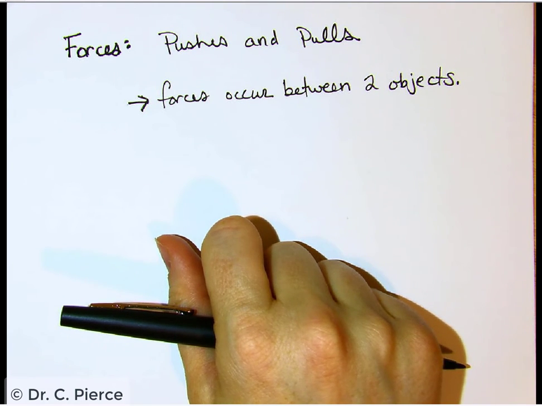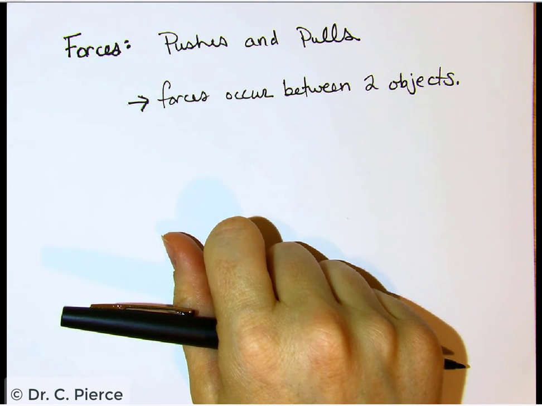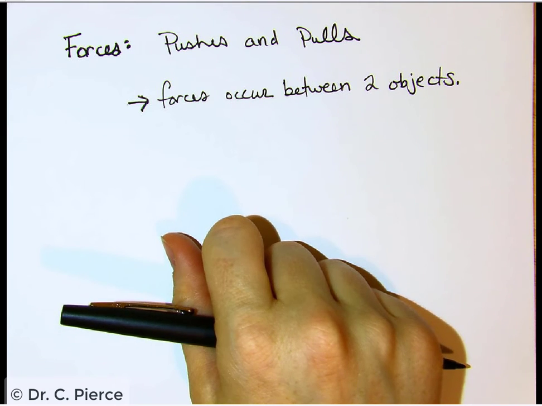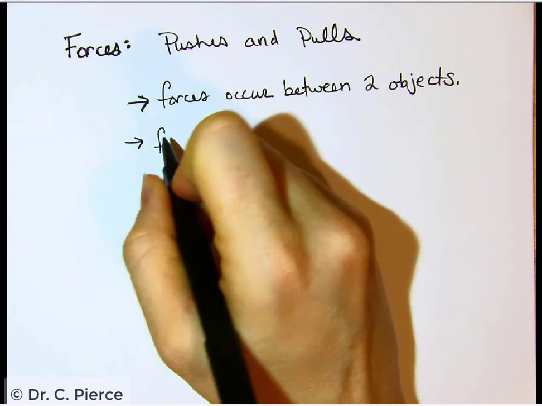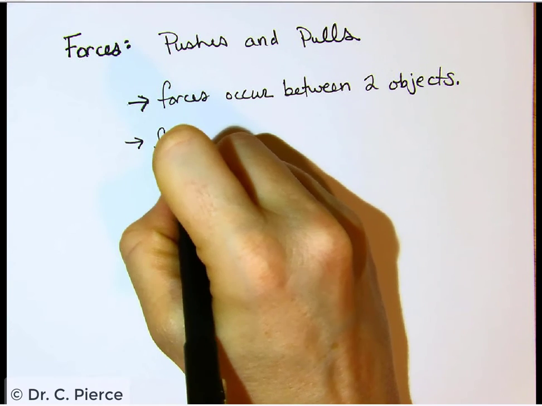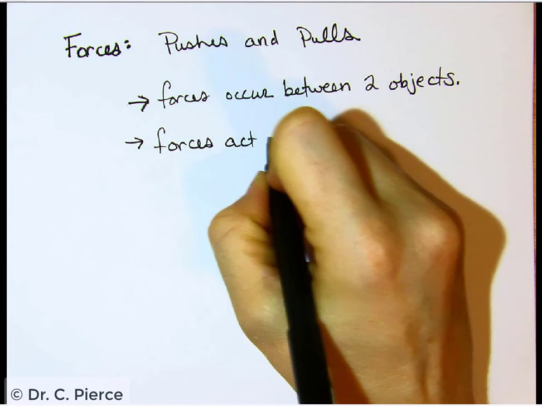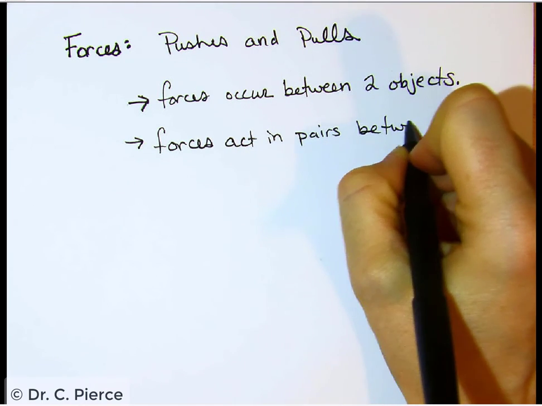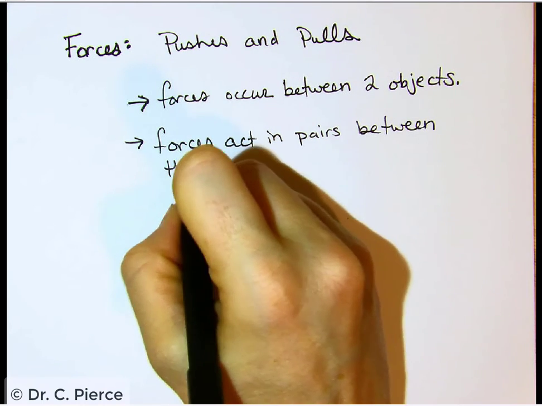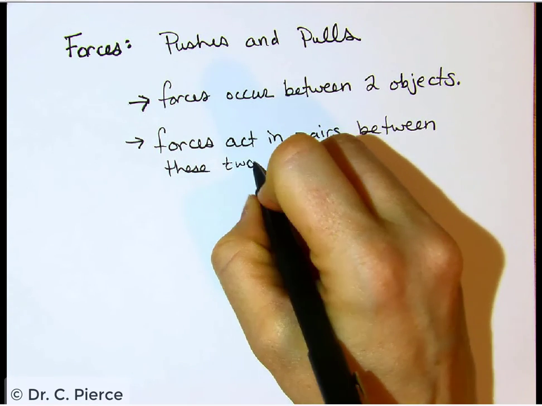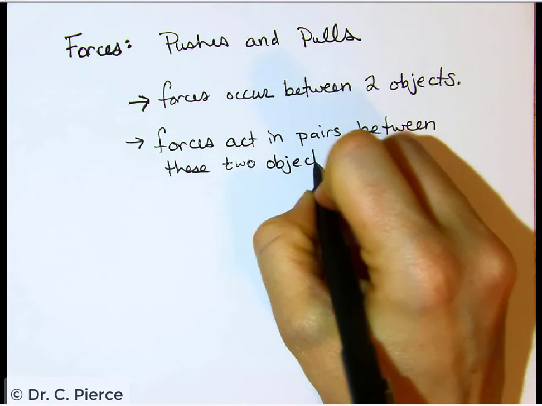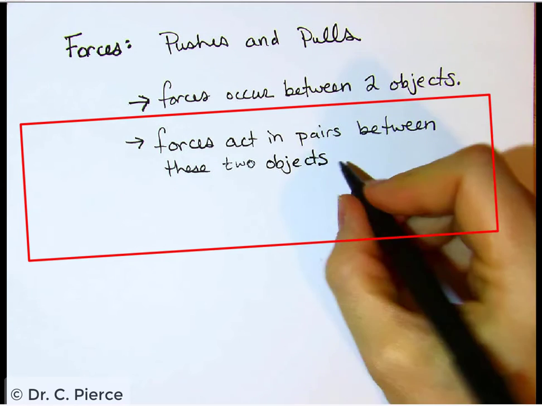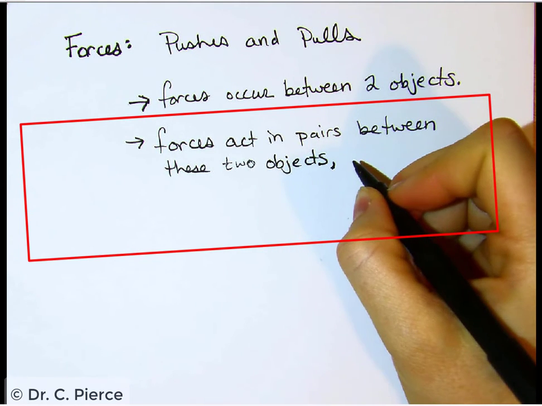Take gravity, for example. The Earth's gravity is pulling me down, so the two objects would be me and the Earth. And how about I just introduce Newton's third law right now? Forces act in pairs between these objects, and they will do so in an equal and opposite way.